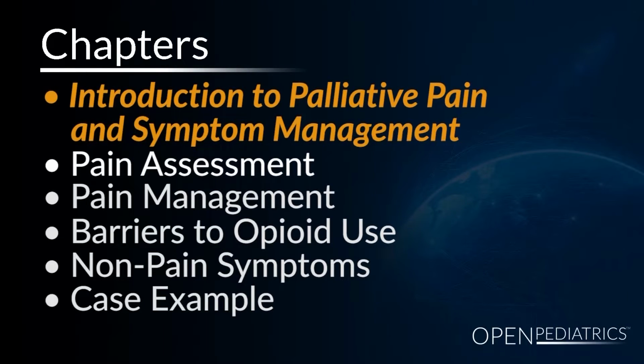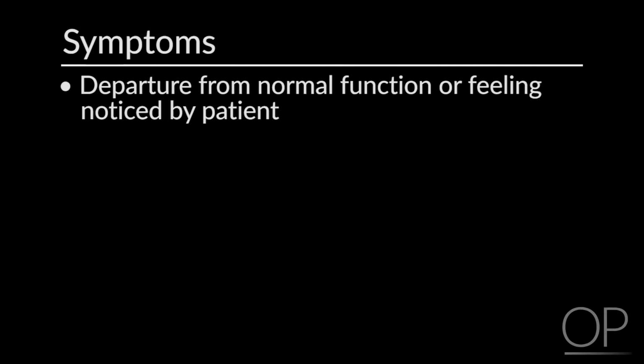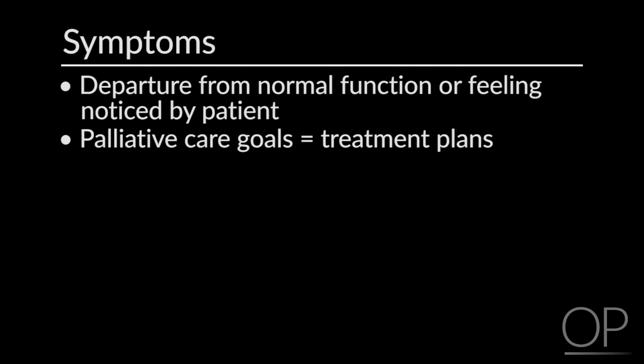Introduction to Palliative Pain and Symptom Management. The next thing that I think is helpful for us to think about just as we start out is what symptoms mean. A symptom is a departure from normal function or feeling that's noticed by a patient and indicates the presence of a disease or an abnormality. We often think of symptoms in general medical practice as clues that something may be going wrong that can help us find a diagnosis. In palliative care, we think of the symptom as something that is a problem in and of itself, and we want to make a treatment plan to address the symptom.